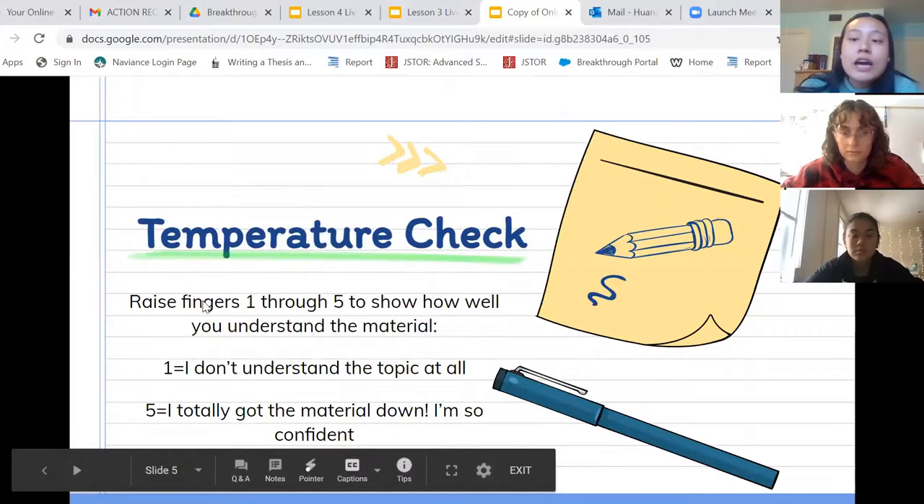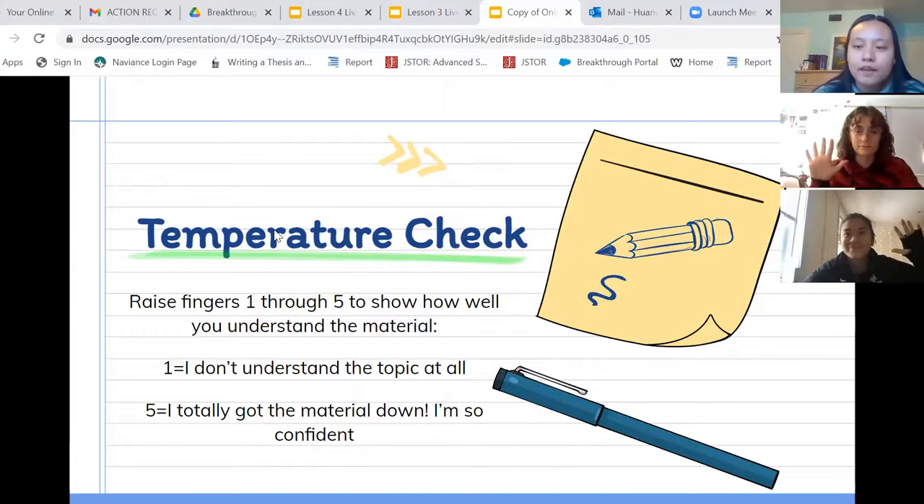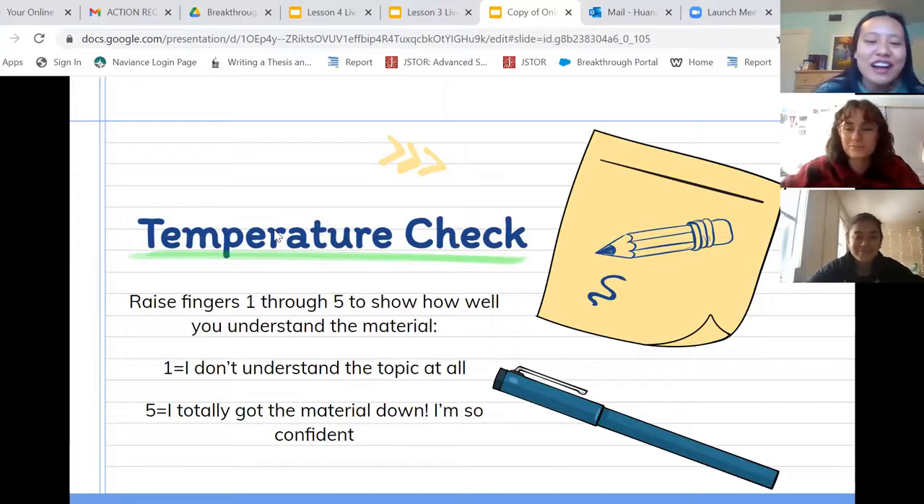All right, let's do a quick temperature check. So just to see how you guys are understanding the material so far, I want you guys to raise your fingers 1 through 5 to show me how well you understand the material. So 1 is I'm totally lost, I don't understand the topic at all, and 5 is I'm so confident I understand the material 100%. Wow, 5s all around. Good job, guys.